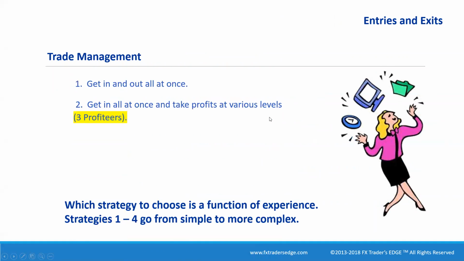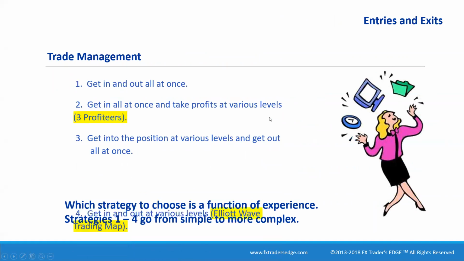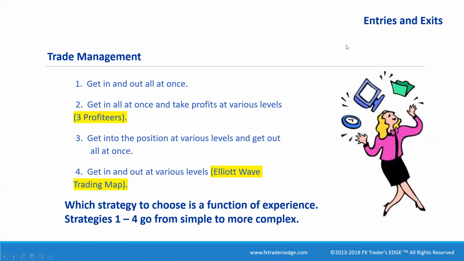Okay, we're going to switch gears now, and we're going to talk about trade management. Thursday we're going to do the 3 profiteers, but this is what trade management is all about. There are 4 different trade management approaches. One is to get in and out all at once. So you take your position and then you get out of your position. And that is the simplest strategy, right?